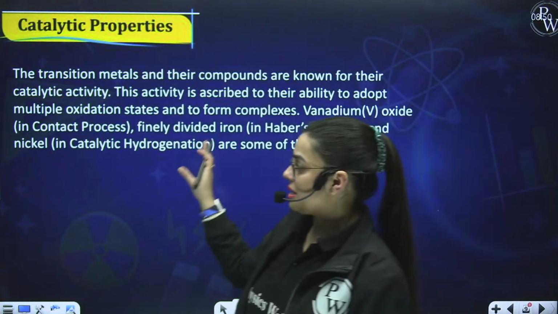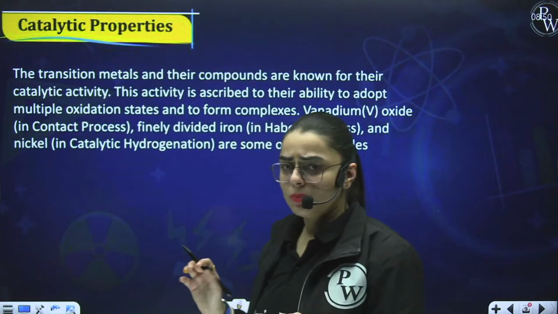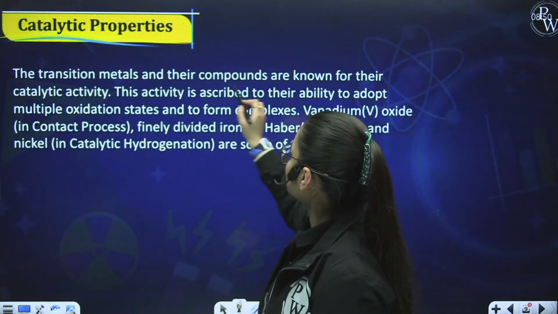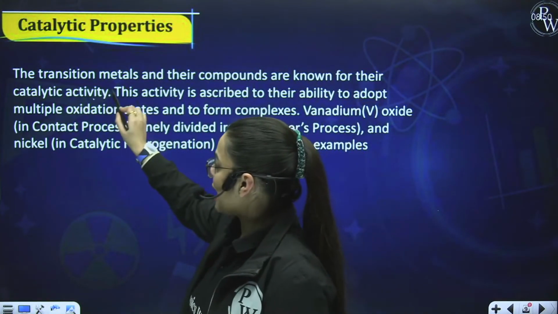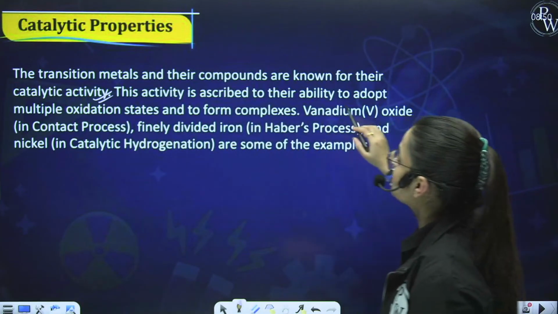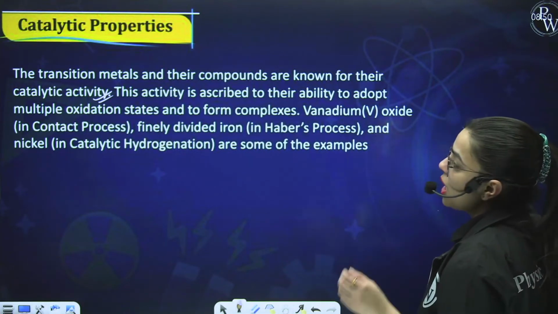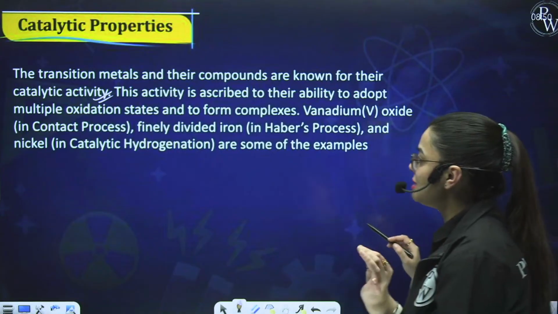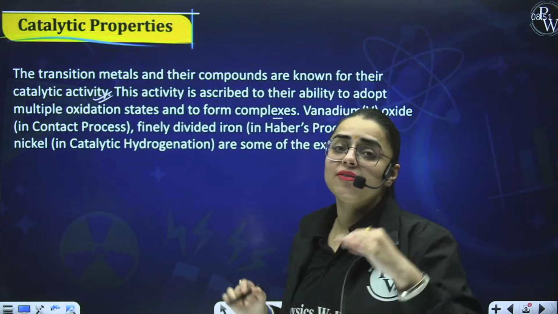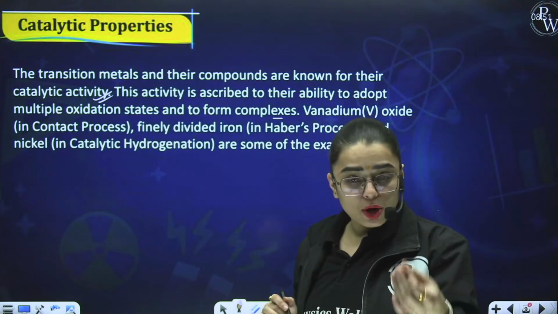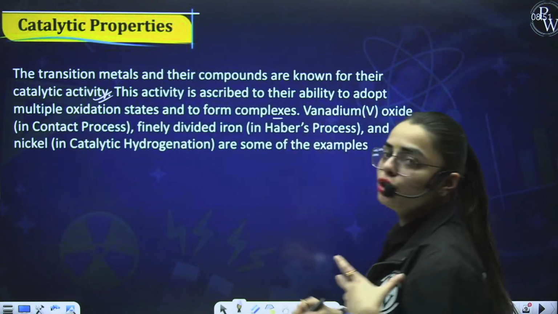Now let me read it. These are lines from the NCERT so that you can mark it over there. The transition metals and their compounds are known for their catalytic activity. This activity is ascribed to their ability to adopt multiple oxidation states and to form complexes, because they have a tendency to form different variable oxidation states, hence they form different complexes.